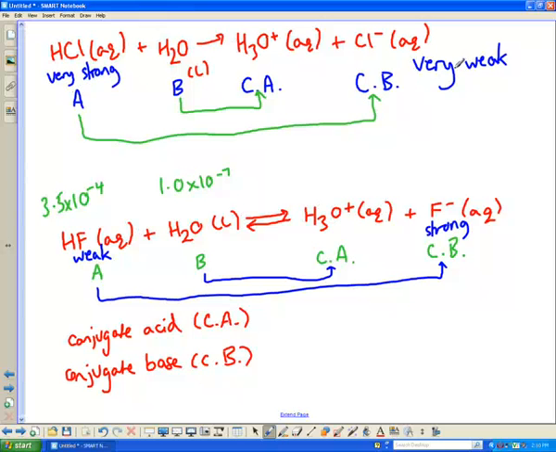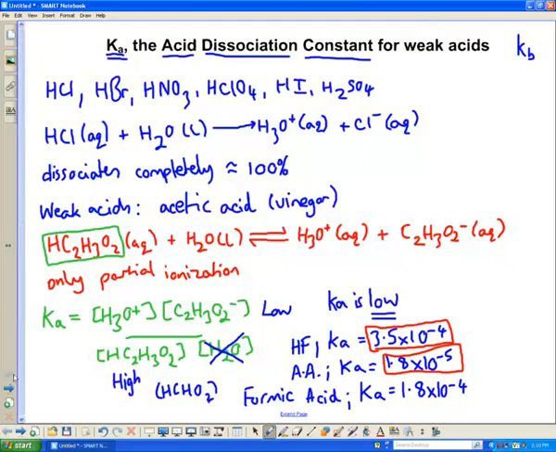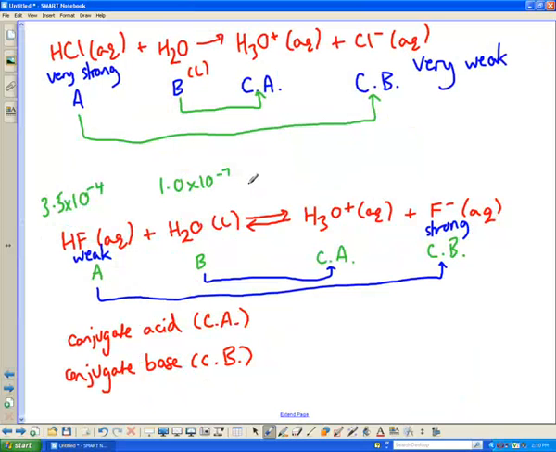So that is a little bit about the concept of Ka and a little bit about conjugate acids and conjugate bases. Oh, you know what, one thing before I finish. When you're looking at conjugate acids and bases, you want to be able to predict which side the reaction is going to prefer if you're in an equilibrium.